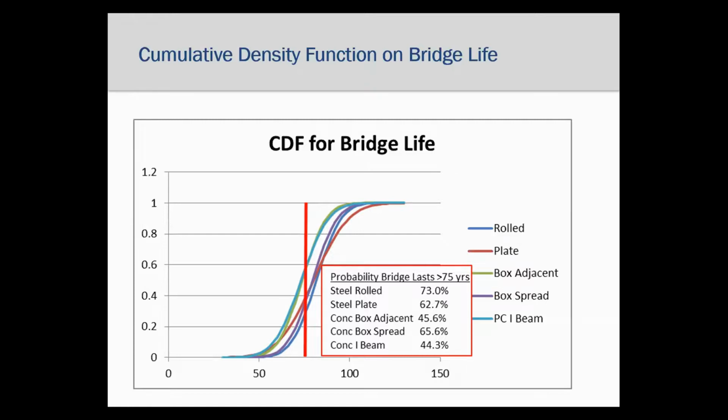The results here show that there is a 73% chance that a rolled beam bridge will last at least 75 years, and a 65.6% chance that a precast spread box bridge will. However, it also shows, which was a little surprising, according to the data, there is only a 44.3% chance that a precast I-beam bridge will last 75 or more years.